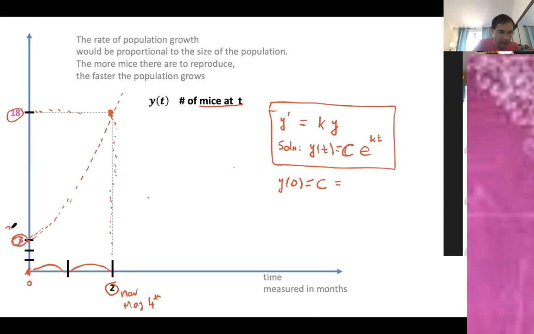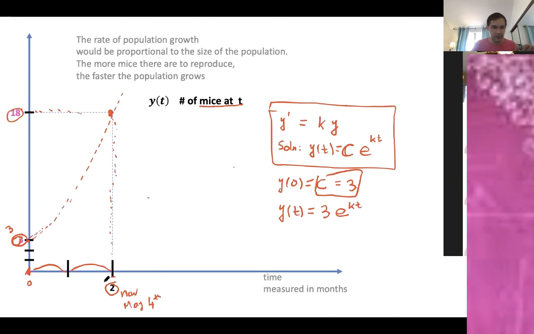At zero, the function was equal to three, meaning that the constant C has to be equal to three. So now I have this function y of t equals three times the exponential function e to the k times t. Let's use another piece of information to find what this constant k is supposed to be.